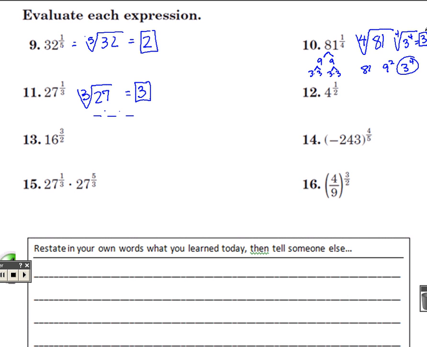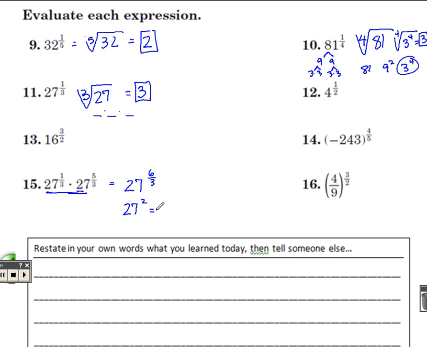All right. So let's look at this one real quick and then I will let you go. 27 to the 1/3 times 27 to the 5/3. Now notice we have the same base, so we're going to still have the same base, 27. And when we have the same base, we're going to add the exponents. So 1/3 plus 5/3 is 6/3. Well, 6/3 really simplifies to 2. So we just get 27 squared. And we would find out what that was.